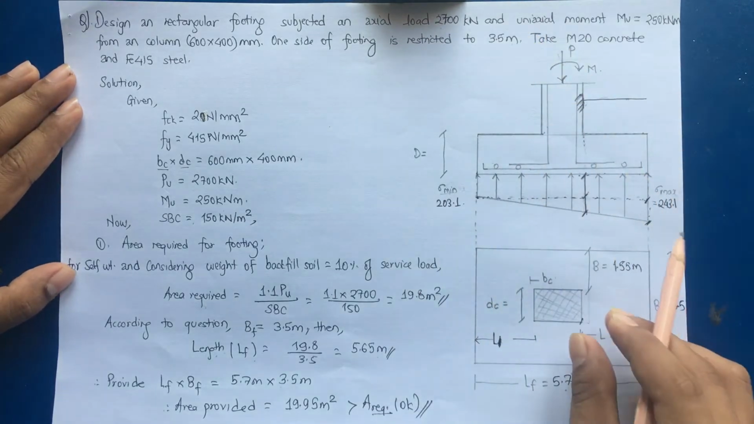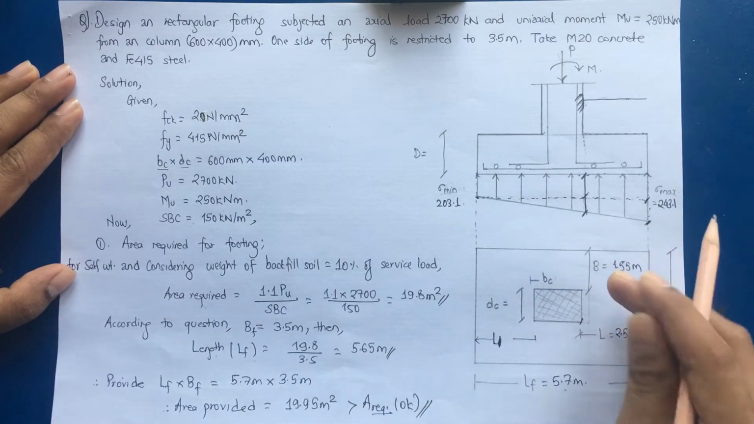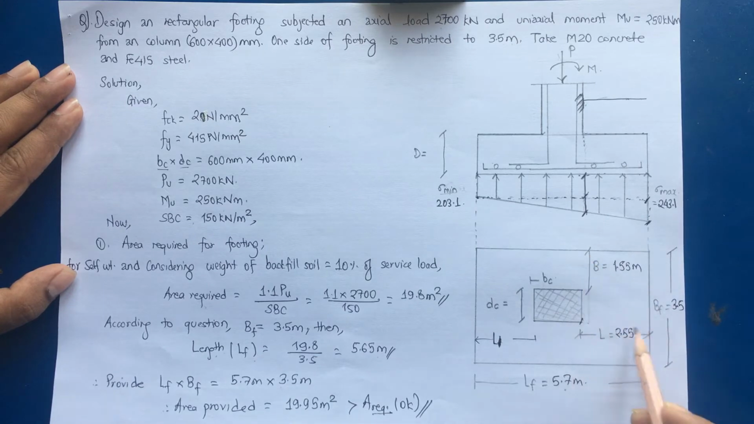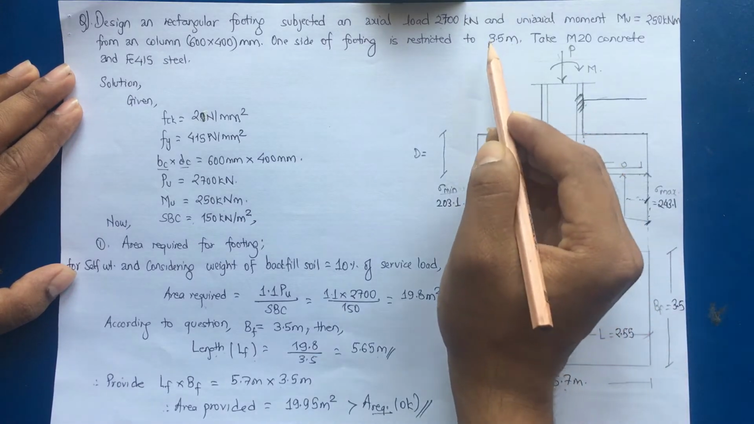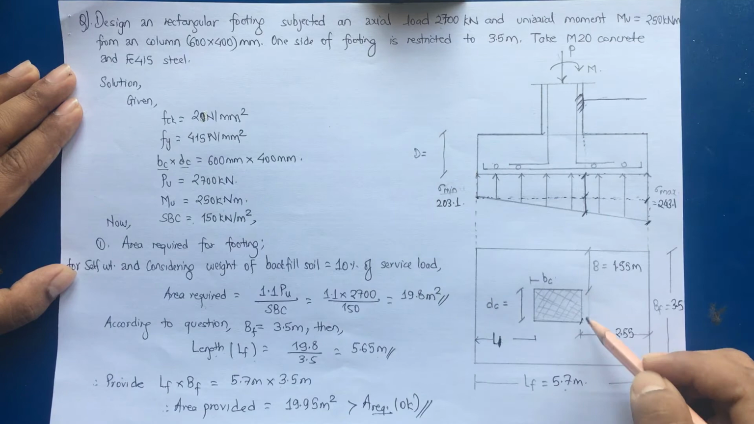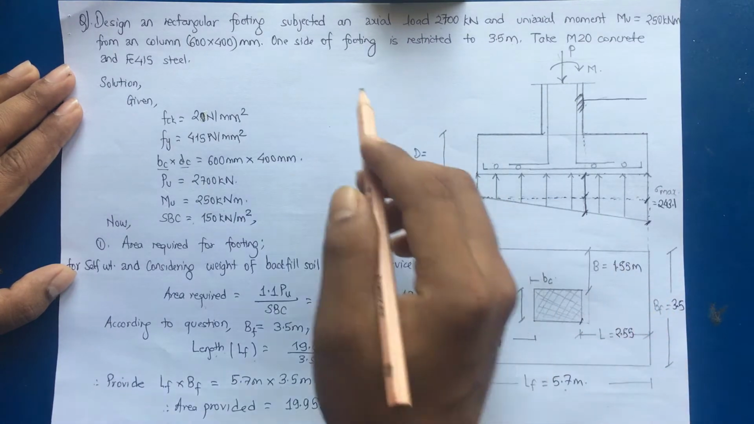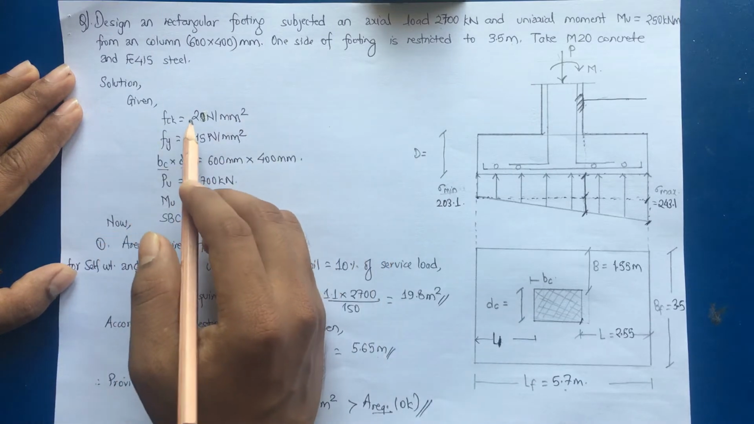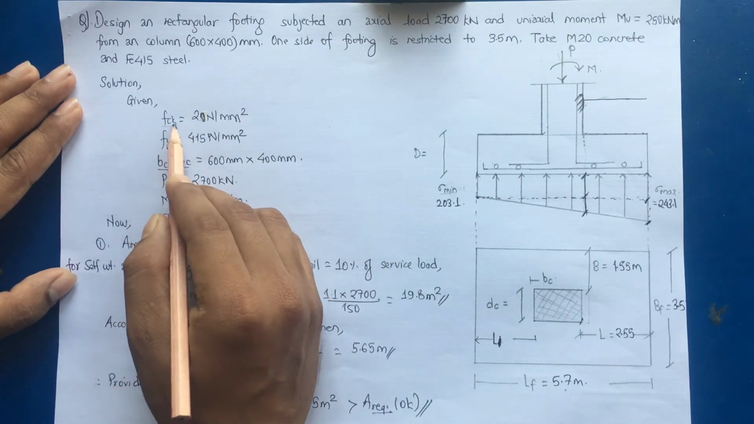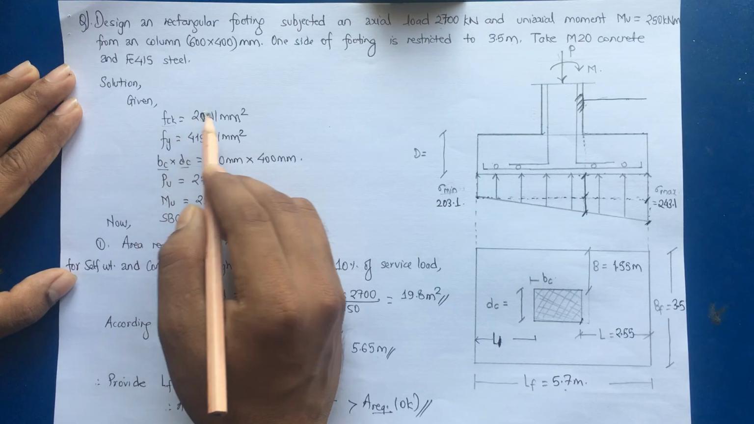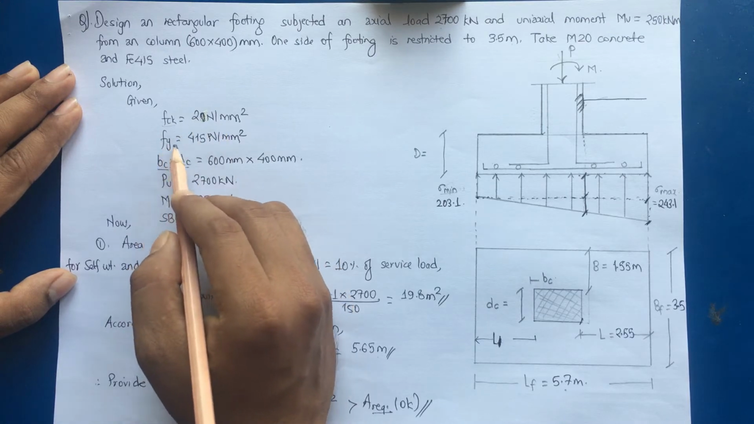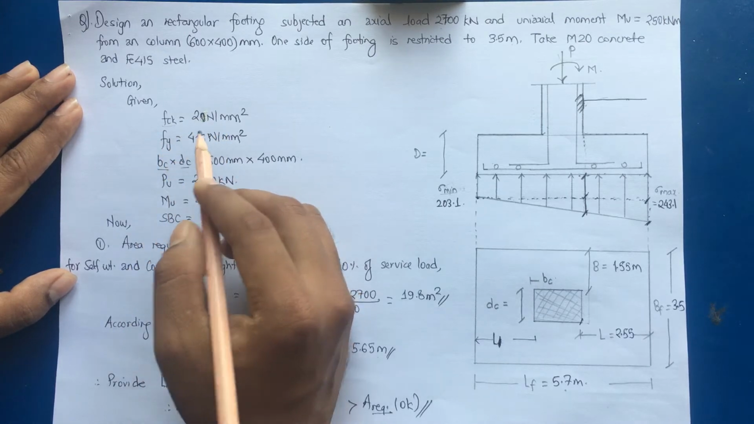So basically it is more economical to design a rectangular footing with equal projections, but in some cases where there is property restriction, then we have to design a rectangular footing with unequal projection. So taking M20 concrete and Fe 415 steel, we have fck, the characteristic strength of the concrete, 20 Newton per mm square. Yield strength of steel is 415 Newton per mm square.